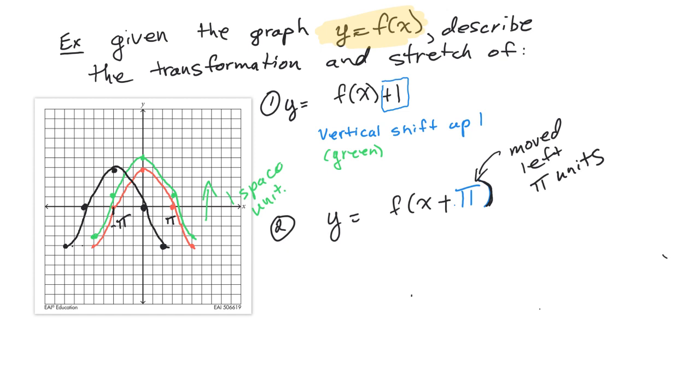And all we did was move it left pi units. That's all we did. And our last problem of the day.